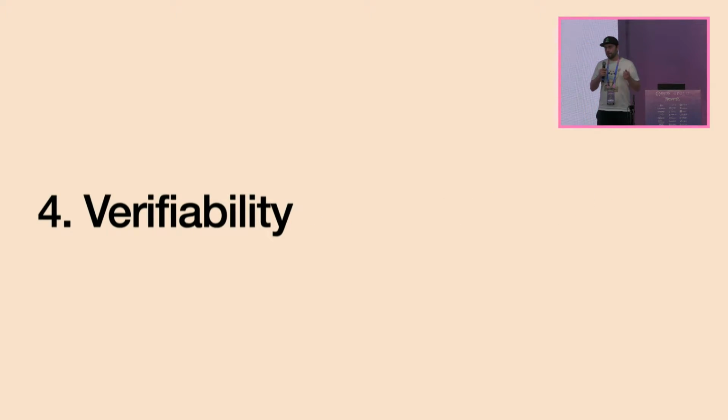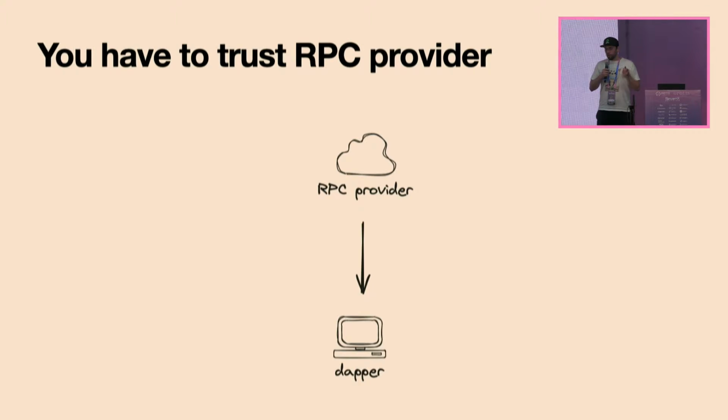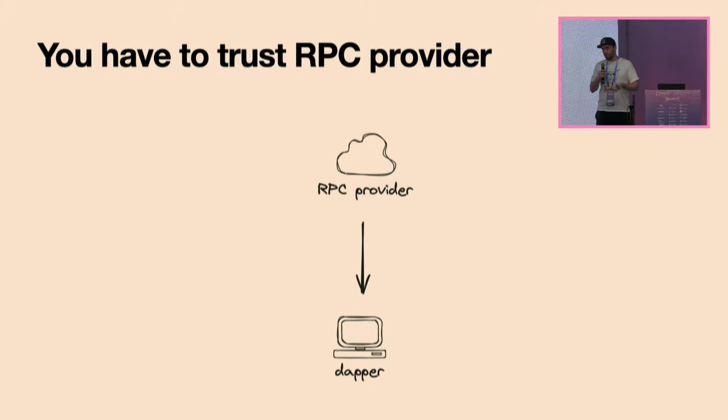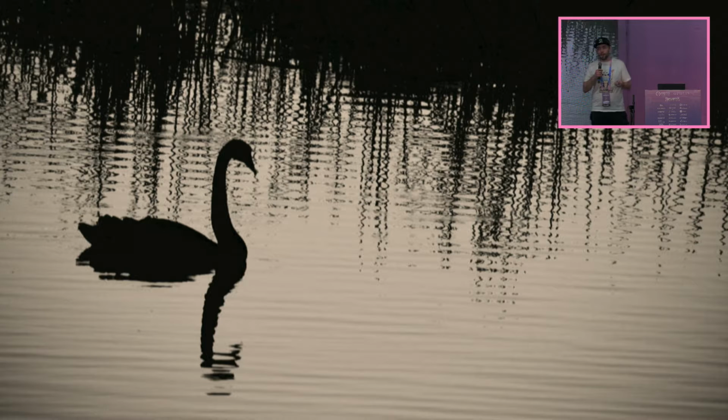Okay, there is another argument that you can hear a lot in this whole centralized versus decentralized discussion. It's verifiability. The problem is that when you use an RPC provider, you trust them. When they respond with some data, you don't have any way to check if it's valid. And of course nobody cares about that, and nothing bad happened. That's how it goes. Nobody cares until something happens, like some kind of black swan event.